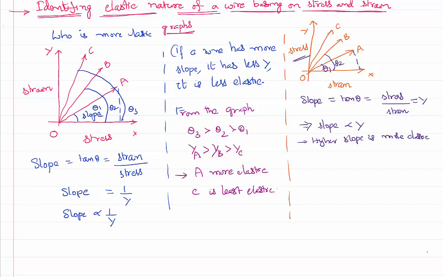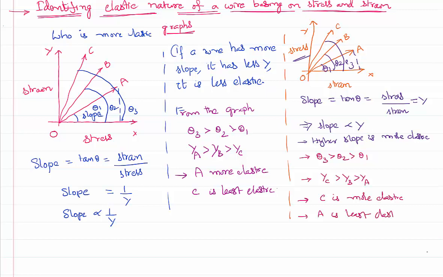So this is theta 1, this is theta 2, this is theta 3. From the graph, it is very clear that theta 3 is greater than theta 2 is greater than theta 1. That implies as Young's modulus is directly proportional to slope, Young's modulus of C is greater than that of Young's modulus of B. That's even greater than that of Young's modulus of A. That means here C is more elastic and A is least elastic. This is how we can find out the elastic nature of the material basing on the stress and strain graph.